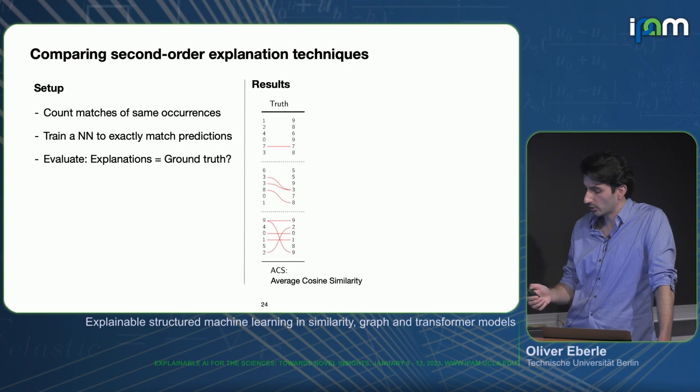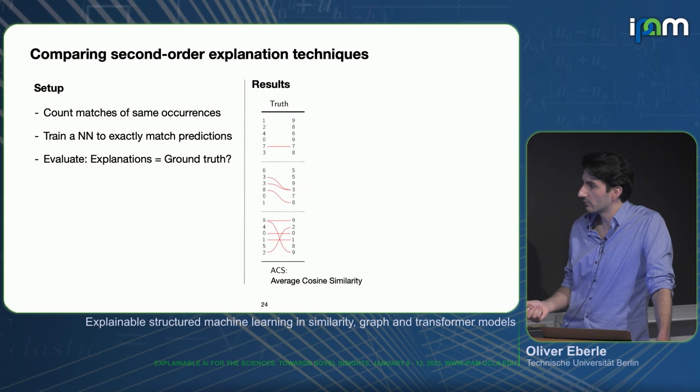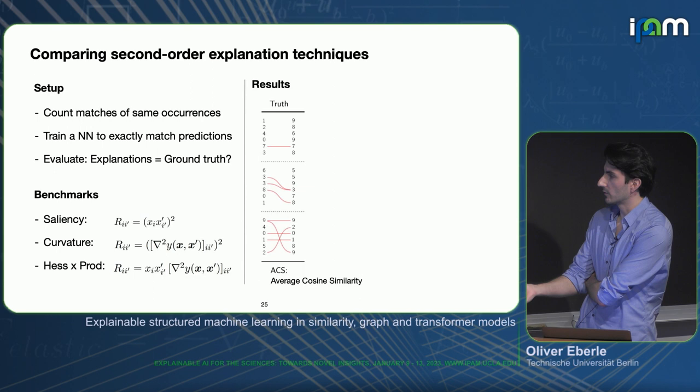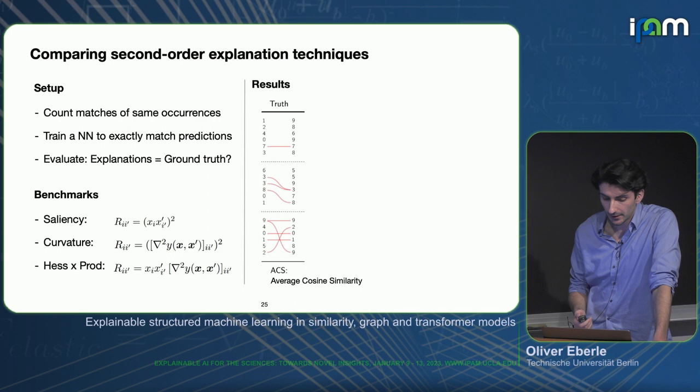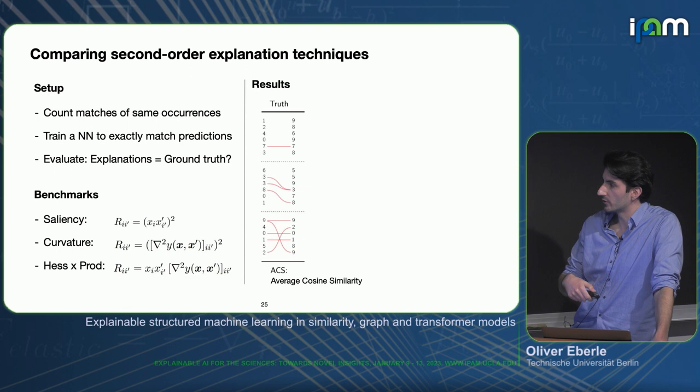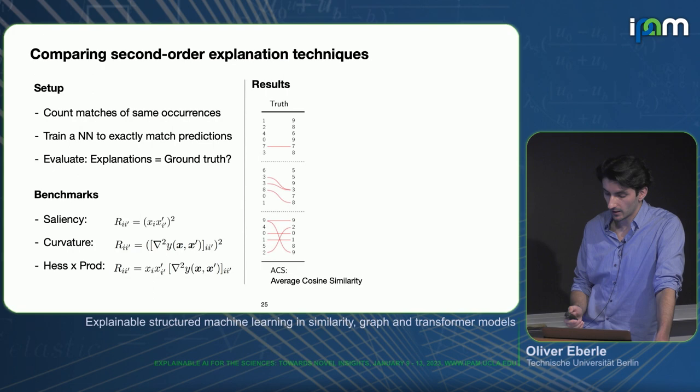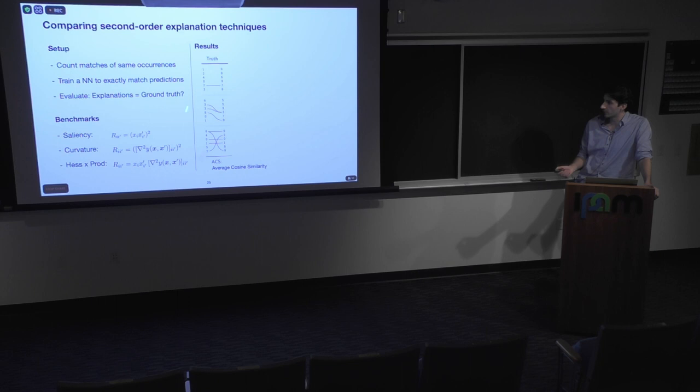And since this is a somewhat new task to evaluate second order explanations, we also had to come up with some benchmarks for how one could get these kinds of second order explanations. So we use saliency, which is the product of the inputs, the curvature, which is based on the Hessian, and our already introduced Hessian times product baseline. These will serve as comparison models. And then with the resulting explanations, we can compute the average cosine similarity to the ground truth data that we have designed.